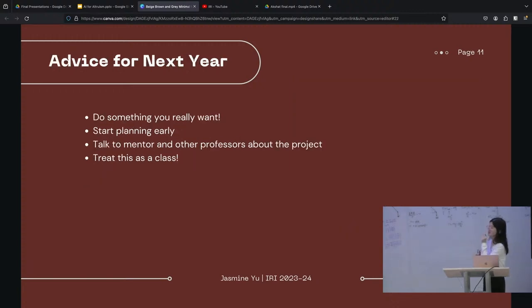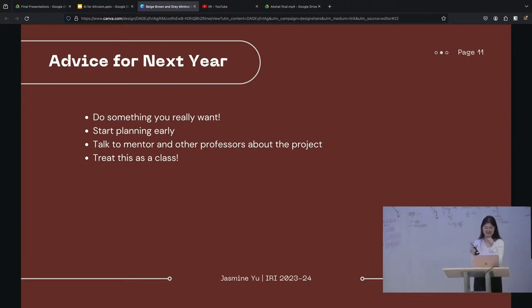And advice for next year. So my advice would be that you need to do something that you really, really want, and really like, because it's completely up to yourself if you want to do it or not. And first, start planning early, because for me particularly, the IRB took a long time. And before the IRB is submitted, I need to finalize a research proposal, so that even needs more time. So start early, and definitely talk to your mentors and other professors about the project.